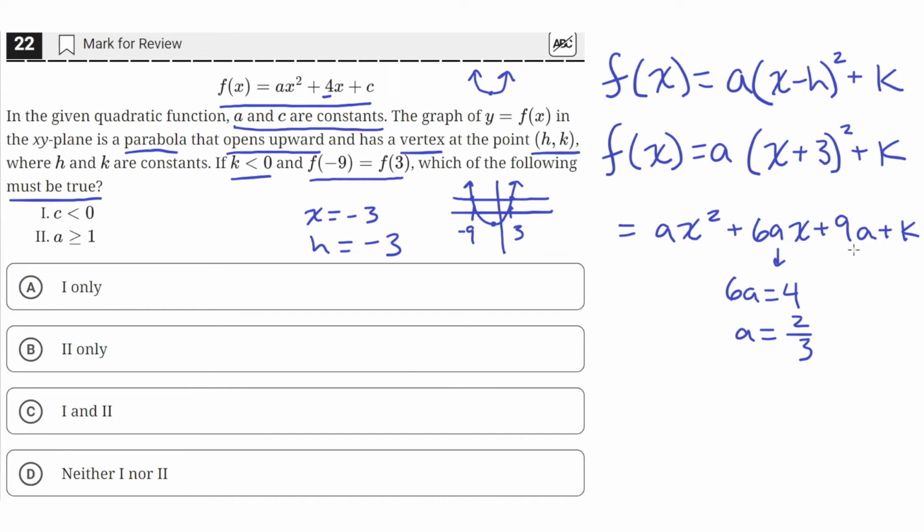Okay, and then we can also find some more information. So here, a is just a constant, so 9a is just a constant, and k is just a constant. That's just the y value of the vertex. And 9a plus k should equal c, because c is the sum of all constants in the original equation. So 9a plus k has to equal c, because this quadratic is the same as this one. We just wrote it in vertex form. So 9a plus k equals c.